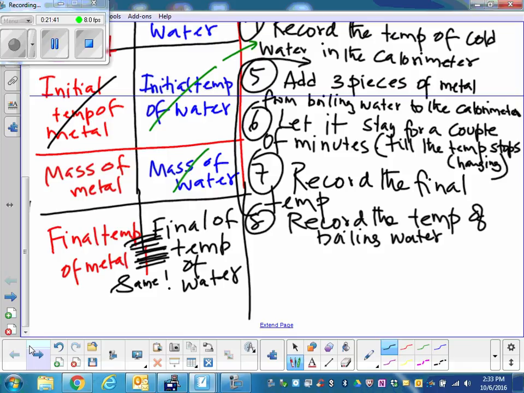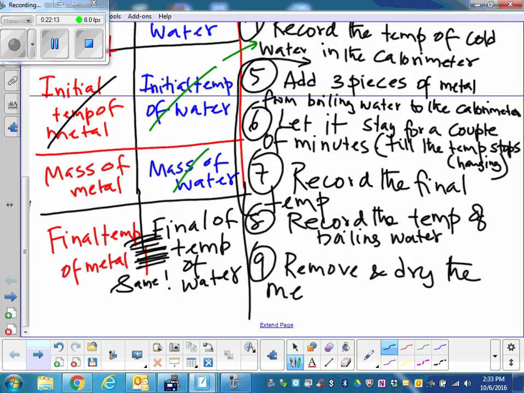Yes. It's a piece of metal. What can I do? Take it out. All right? Pour out the water. It's a piece of metal. I can remove it, but what do I need to do before I mass it? Dry it. All right? Remove the piece of metal. Remove and dry the metal and mass it. And record its mass, however you want to write it.